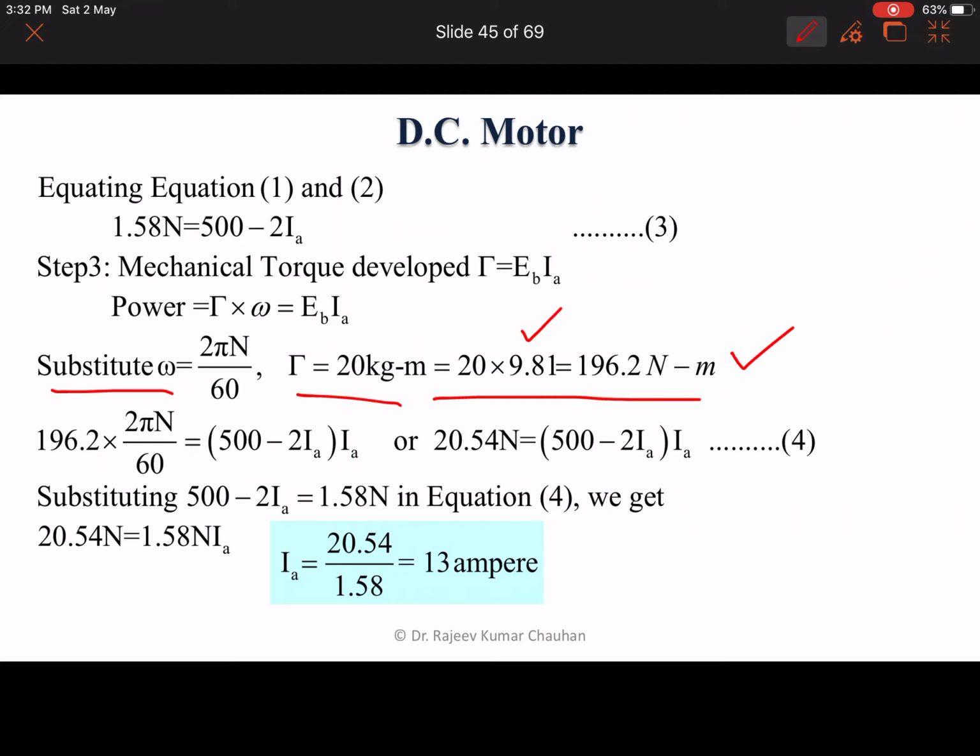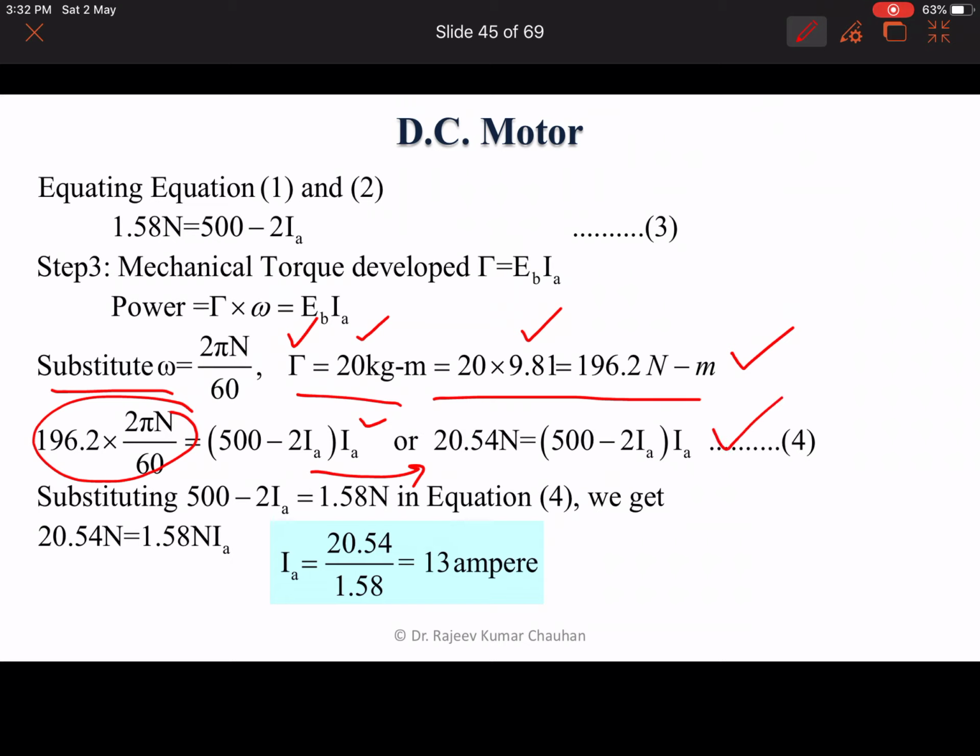So we have substituted the value of tau into omega, 2 pi N upon 60 is equal to, we have substituted the value of Eb from equation number 2, 500 minus 2 Ia, and Ia is as it is. We can also write down this equation like this. After solving this, we get 20.54 N is equal to 500 minus 2 Ia into Ia.